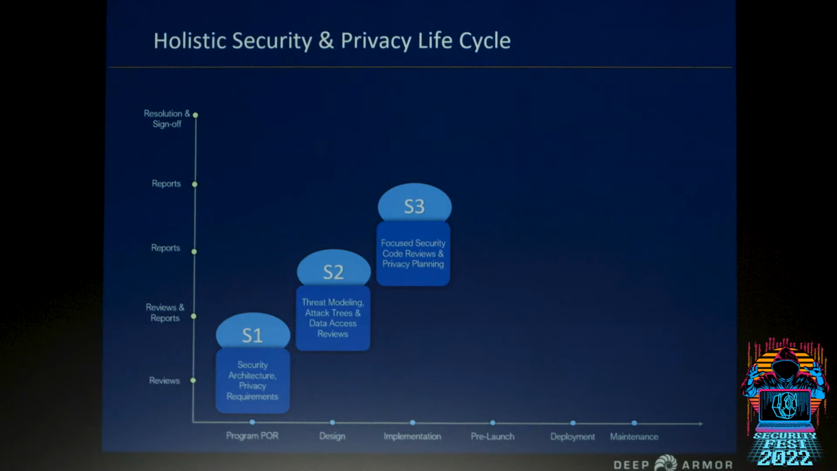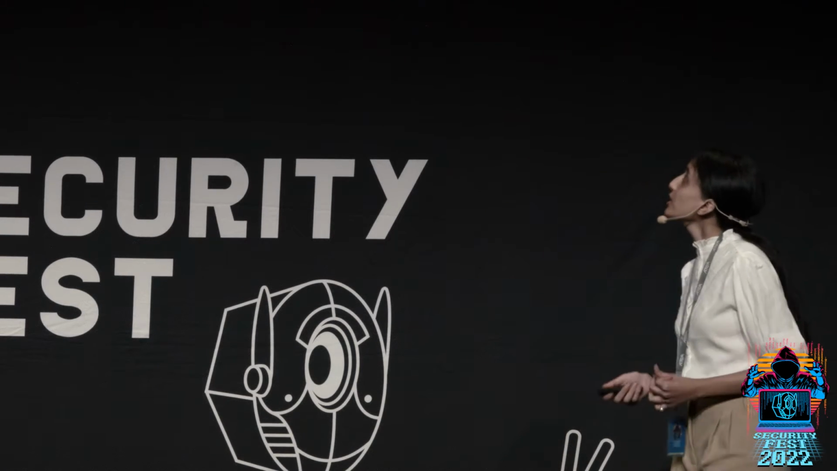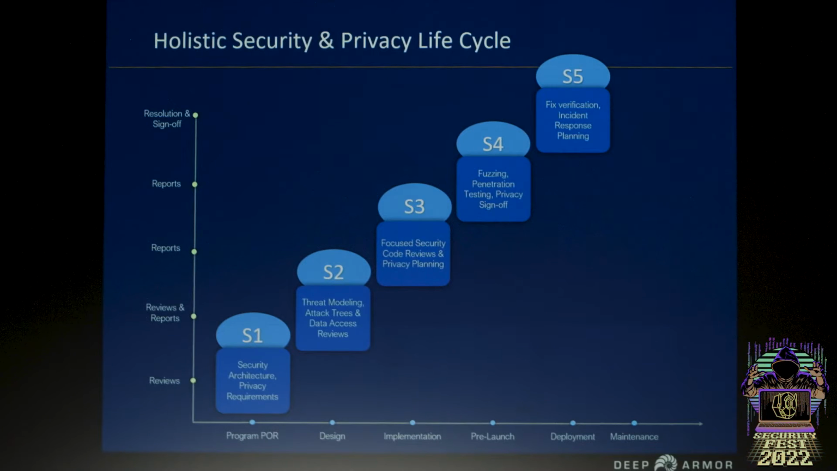The third looks into your focused security code review that is done usually during the implementation phase of your web application. The fourth step looks into fuzzing and pen testing. That is during the pre-launch phase of your web application, and it also gives you a vulnerability report on where you should be focusing your efforts on. The fifth, or the final step, looks into incident response planning. That is during the maintenance or the deployment stage of your web application. So this is our 5-step approach.